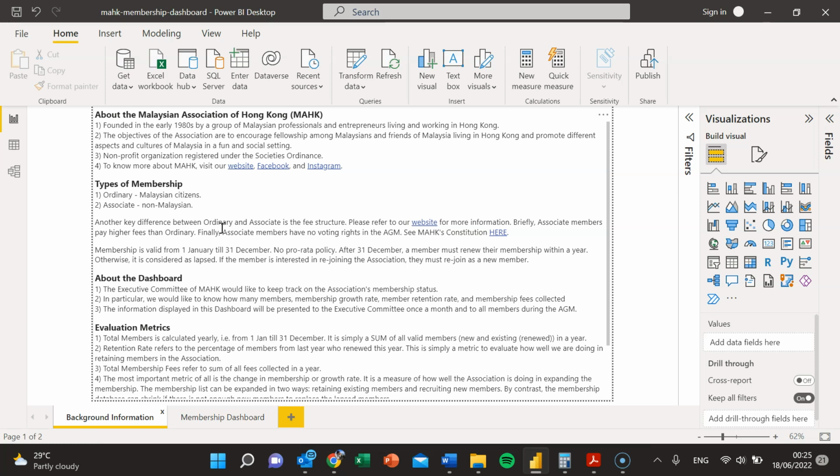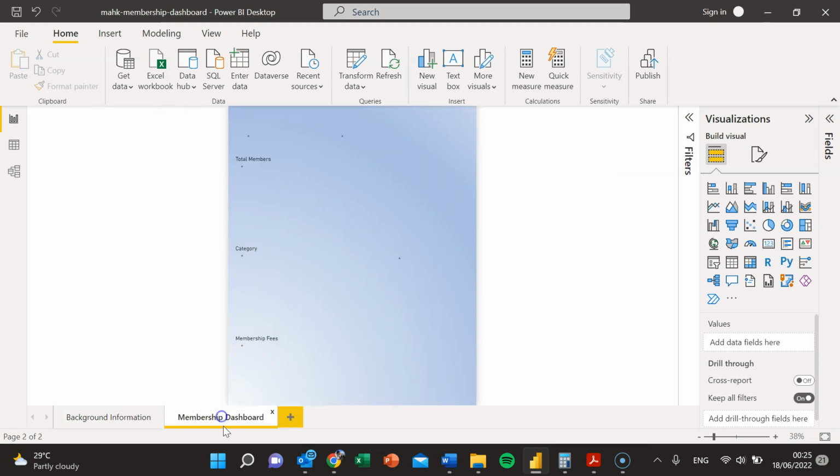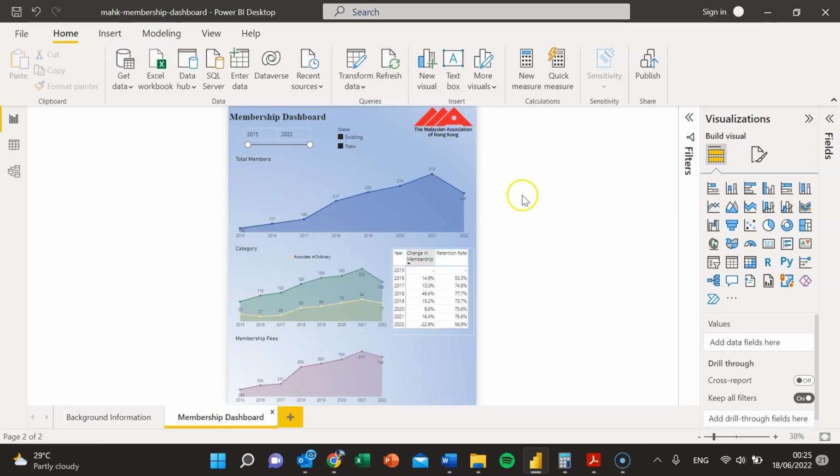In summary, a member who renewed after the expiry of their membership is considered an existing member. Newly joined members are called new members, including those whose membership has lapsed for more than a year. Now, let us focus on the dashboard.